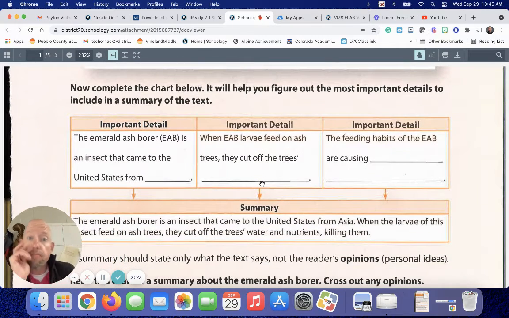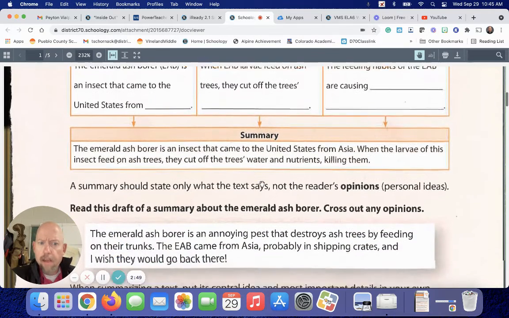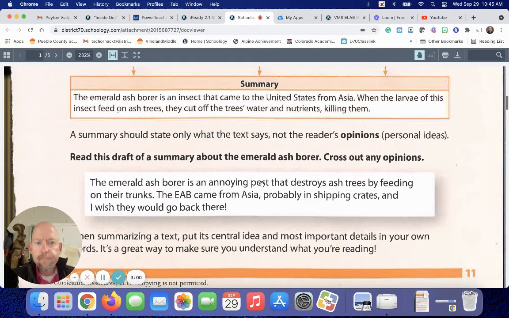See, now we can complete the chart below. It'll help you figure out the most important details included in the summary of the text. The emerald ash borer, EAB, is an insect that came to the United States from, we'll look back at the text. When EAB larvae feed on ash trees, they cut off the tree's blank. The feeding habits of the EAB are causing blank. And then the summary: the emerald ash borer is an insect that came to the United States from Asia. When the larvae of this insect feed on ash trees, they cut off the tree's water and nutrients, killing them.